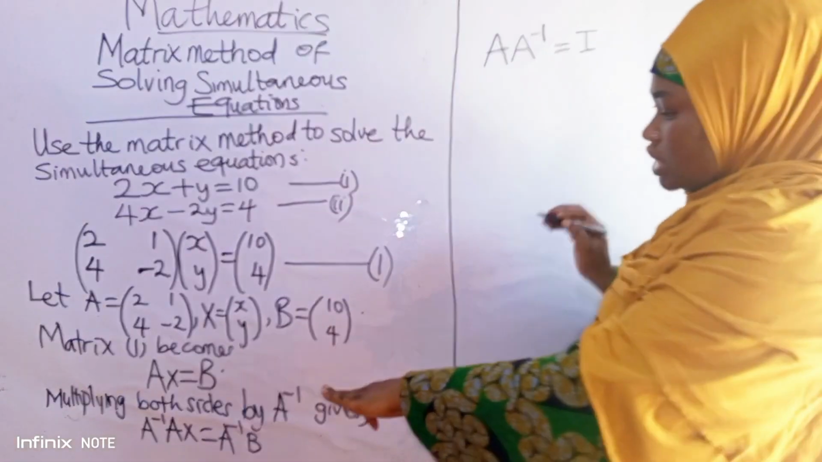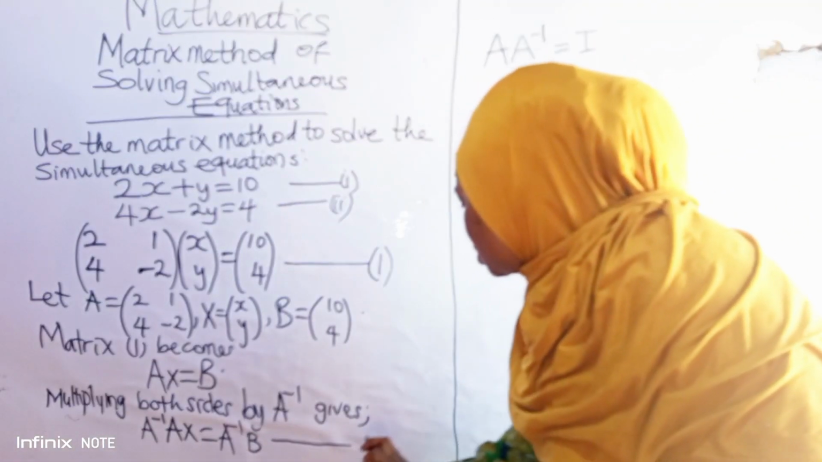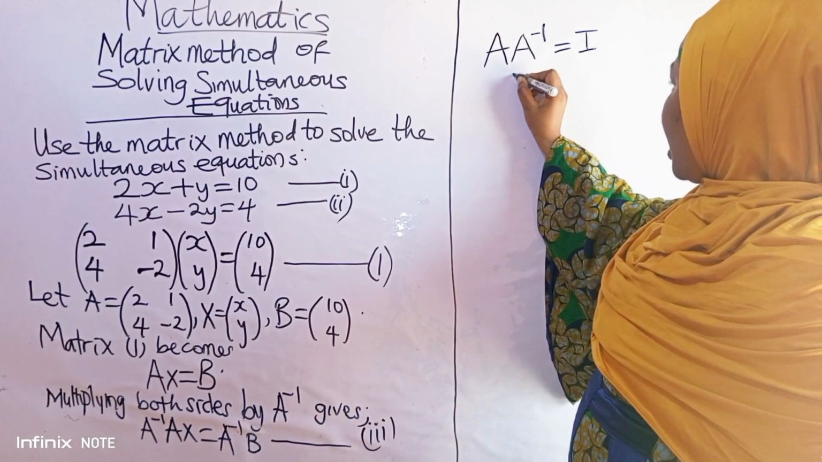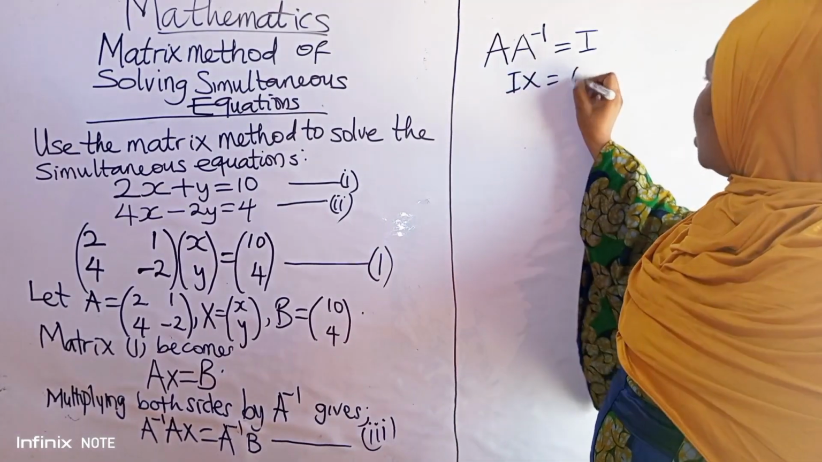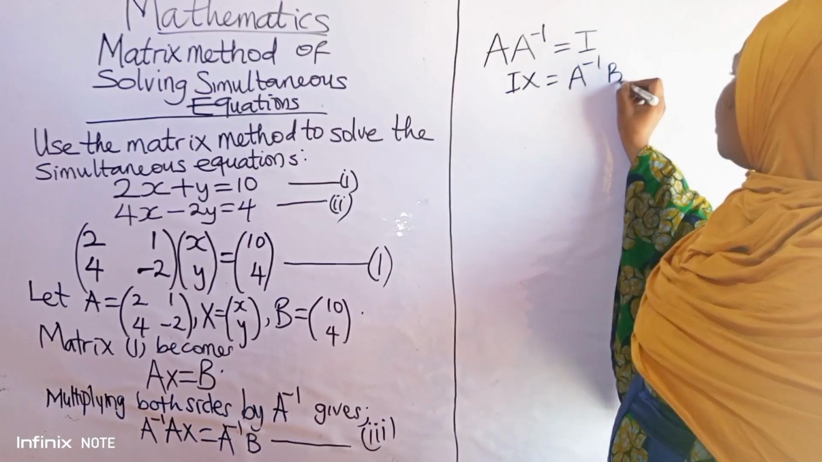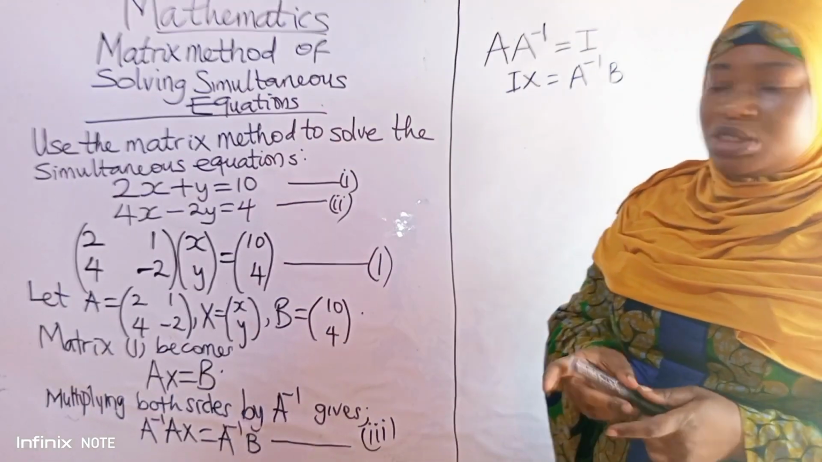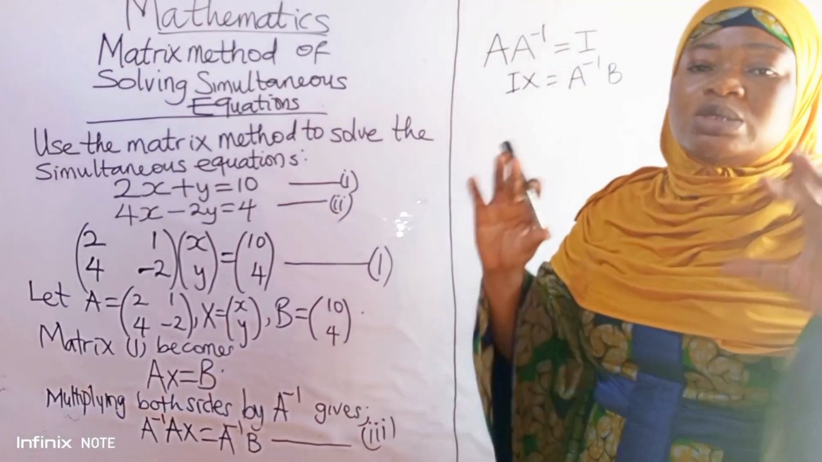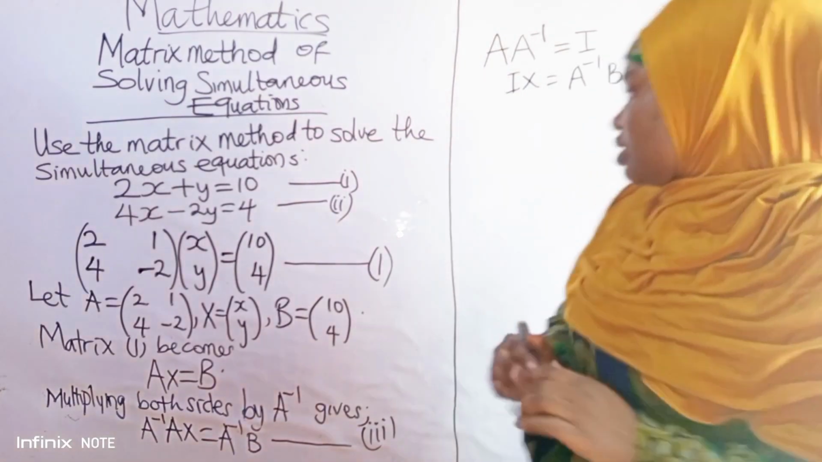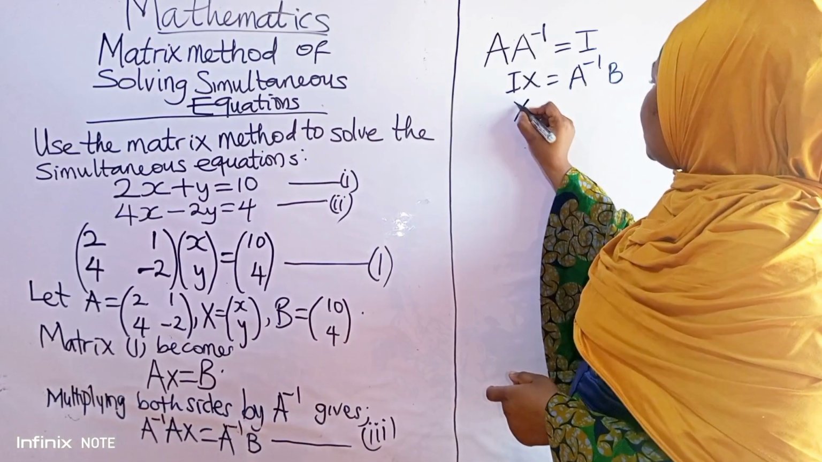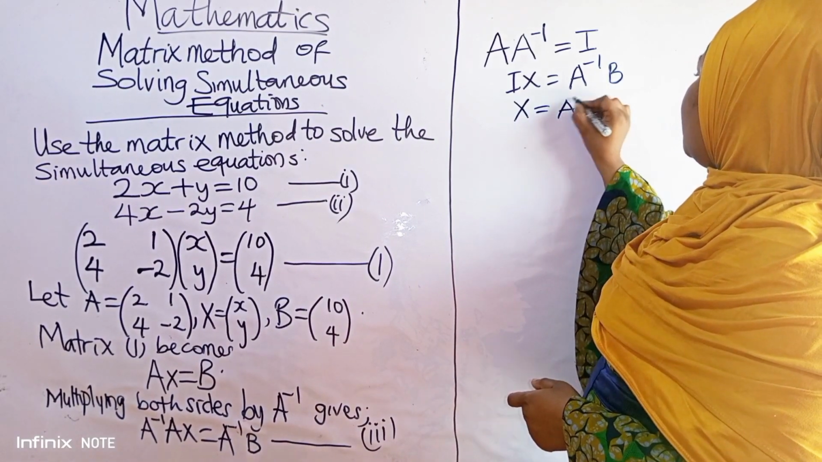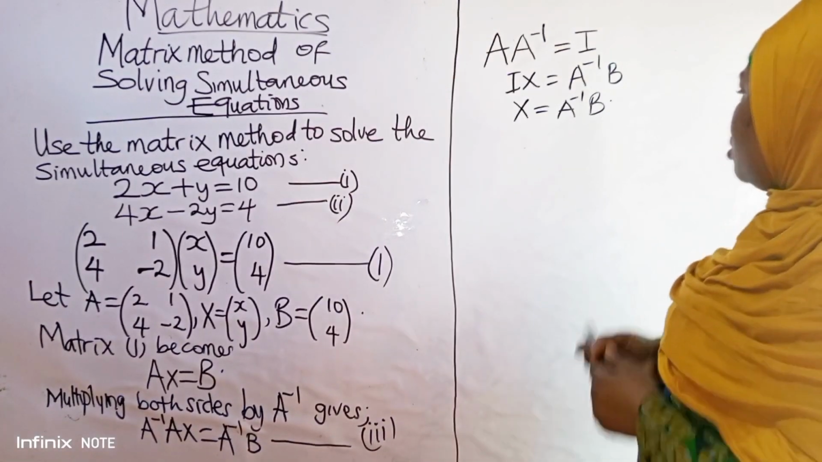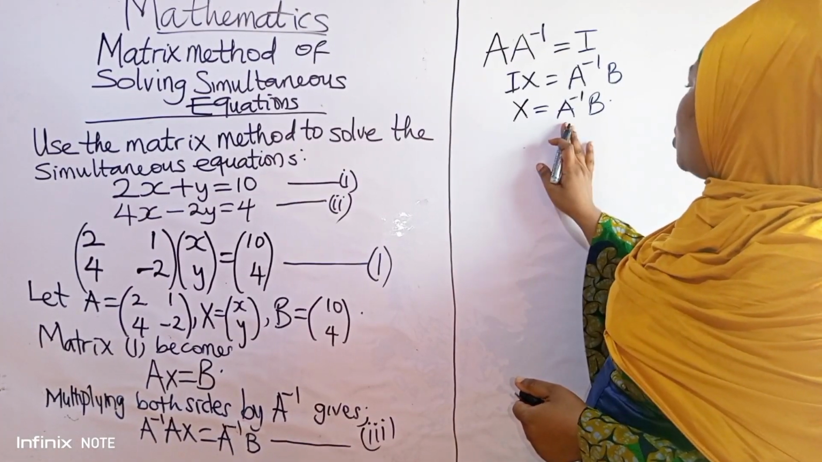So here I can now say that this equation, let's call it equation 3, becomes IX is equal to A inverse B. You need to remember also that if you multiply any matrix by an identity matrix, you are going to get back that matrix. So I can easily say that this is still X is equal to A inverse multiplied by B. So what do I need to find now? I need to find the inverse of A.